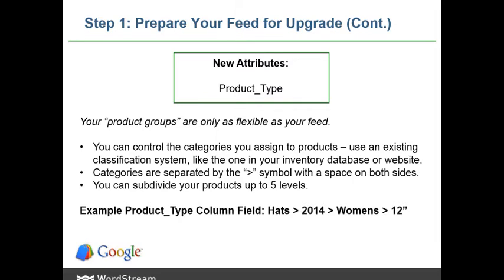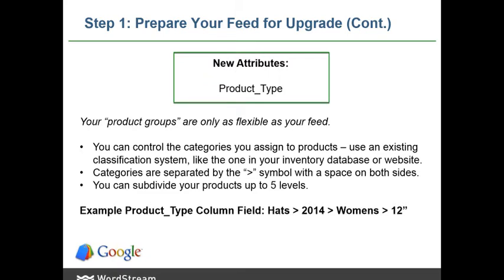So this isn't necessarily a new attribute. It's just an attribute that has been available, but it's something you need to really include in your feed at this point if you are going to upgrade over to shopping. Your product groups are really only as flexible as your feed is. You can control the categories that you actually assign to products.